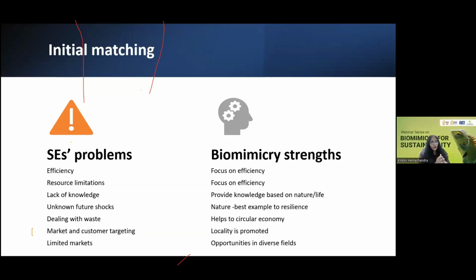Initial findings. So we identified some of the problems faced by social entrepreneurs in Sri Lanka, through our literature as well as some initial data, and we identified some good solutions, happy to say that, from biomimicry as a strength. It focuses on efficiency, lessons from efficiency, and also nature-based knowledge and nature-based examples for resilience, and helping to create a circular economy. And biomimicry always promotes localizing your business and opportunities to diverse fields. So these are some promising results we have collected right now.